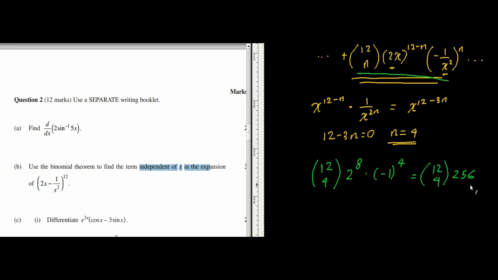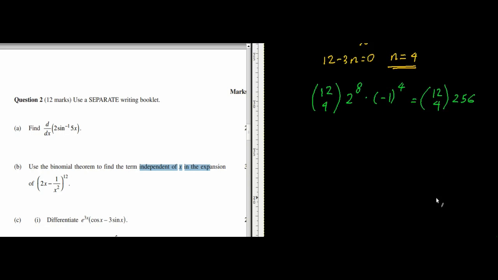And I think it's good enough to leave it as it is. You don't really need to plug it in your calculator. Okay. All right. C, more differentiation. All right. So the question goes: y is equal to e to the 3x (cos x minus 3 sin x).